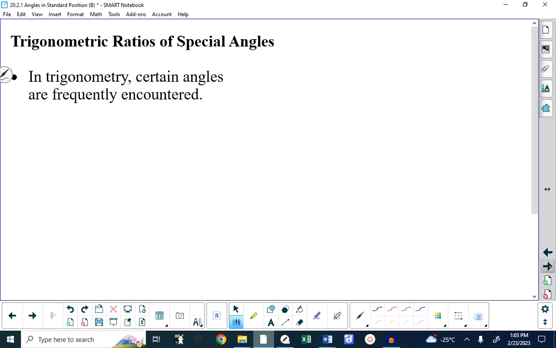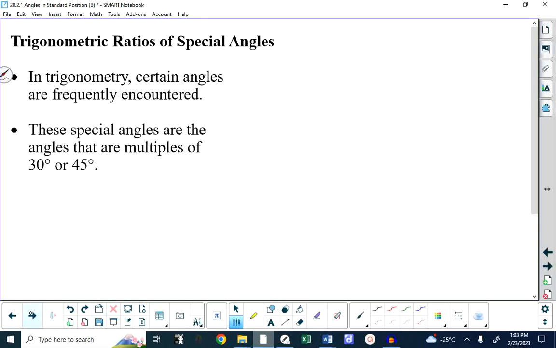In trigonometry, there are certain angles that appear to crop up a lot, either in nature or in math courses, and we call those special angles. And the angles are any angles that are multiples of 30 or 45 degrees. And one of the things you'll notice with a little bit of thought is one multiple of 30 is 60. So 60 is a special angle. One multiple of 30 is 90. One multiple of 45 is also 90, but another multiple of 45 is 135 degrees. So these are special angles.